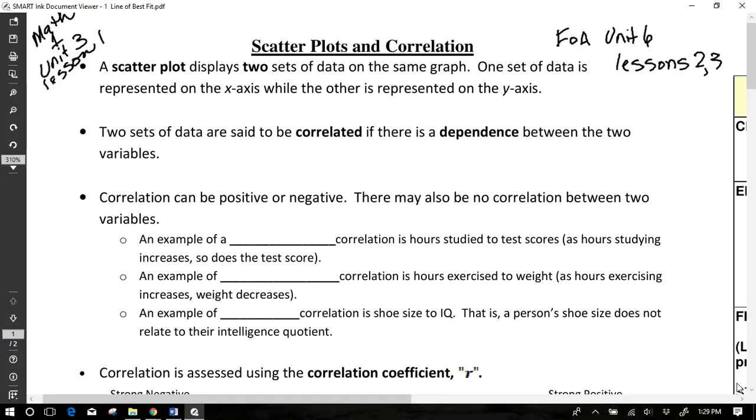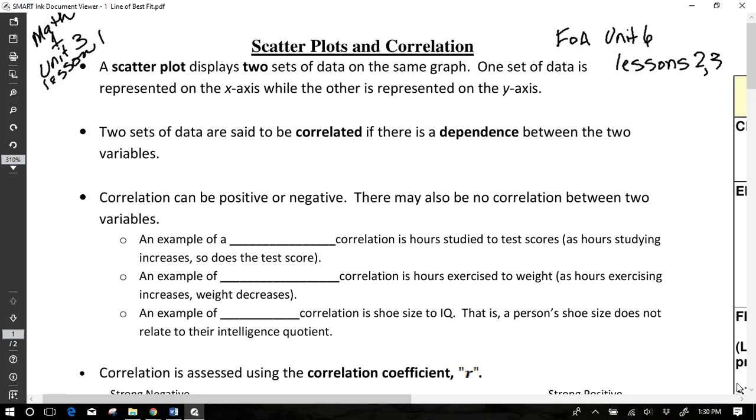Today's lesson is Unit 3, Lesson 1 for Math 1. There are two videos from last semester that you can go look at if you need this lesson slowed down a little bit. Foundations of Algebra, Unit 6, Lessons 2 and 3 also cover the same material. So let's just read through our bullet points.